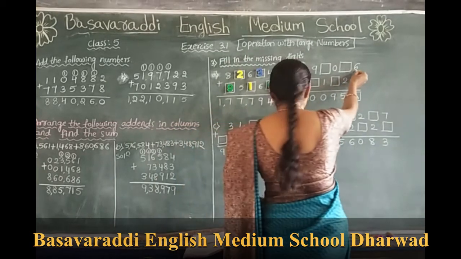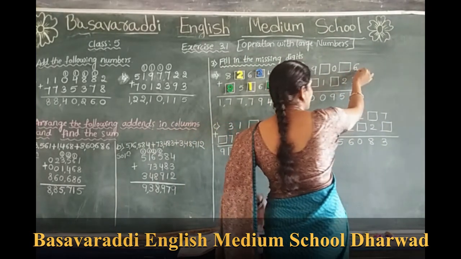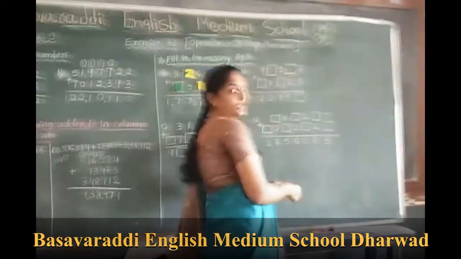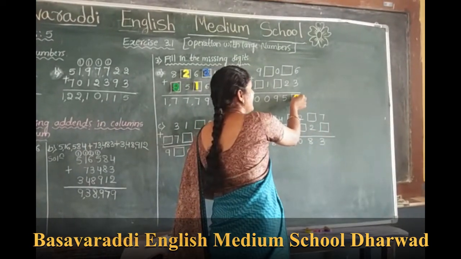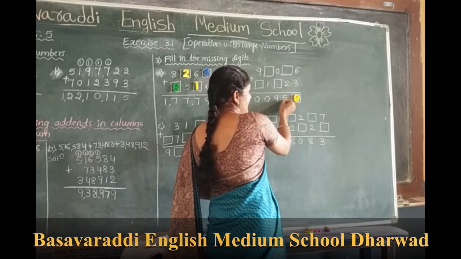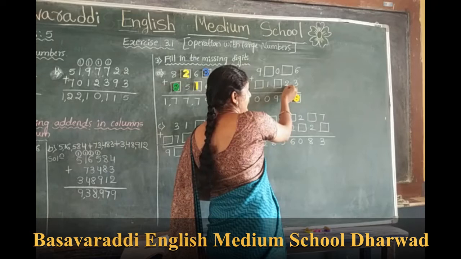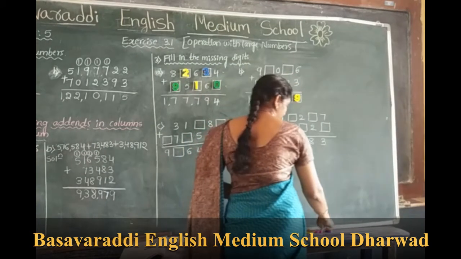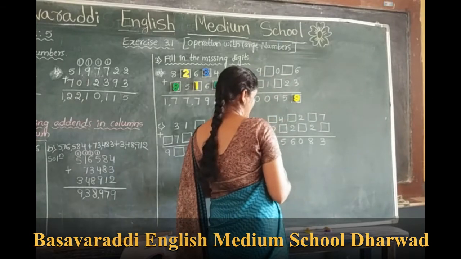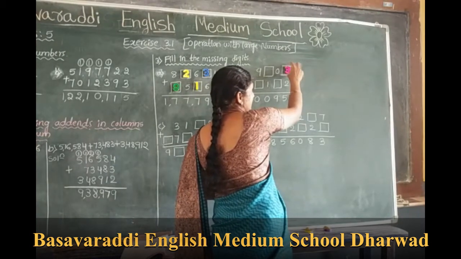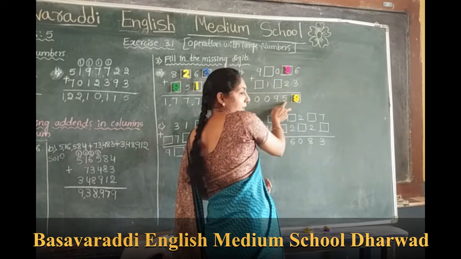The next question. Go to the next question. Add the 6 plus 3, then you get 9. Then in the sum, the 5, in the second addend 2. The 5 minus 2 is 3. It means 3 plus 2 is 5.